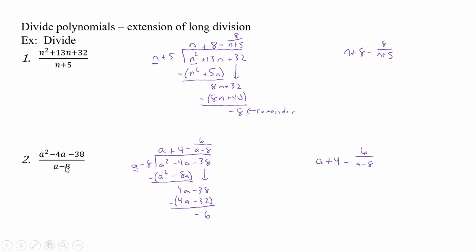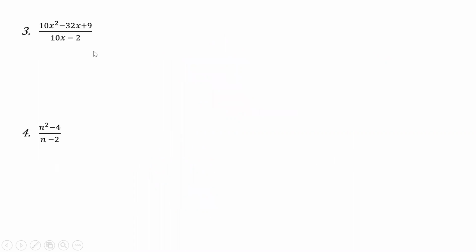Okay. So far we haven't had to worry about adding any extra terms. And this one looks like we don't have to either, but this time we don't have just a plain old x here, we have a 10x. So it's going to be a little bit different. So we're just going to say, well, 10x minus 2 goes into 10x squared minus 32x plus 9. Okay, well, 10x times what gives us 10x squared? Well, times x. And that gives us 10x squared, and then minus 2x.